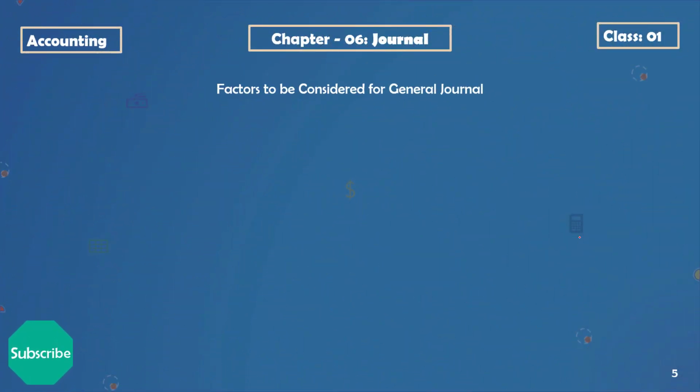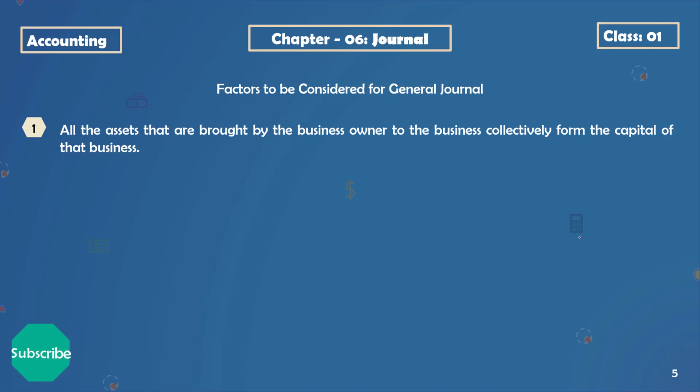Factors to be considered for journal. There are some factors that must be considered while recording journal entries, otherwise you will not be able to solve or record them. So let's know the factors. Number 1, all the assets that are brought by the business owner to the business collectively form the capital of that business. That means there must be some assets brought by the owner to start the business, and the formula is all the assets collectively will form the capital of that business.